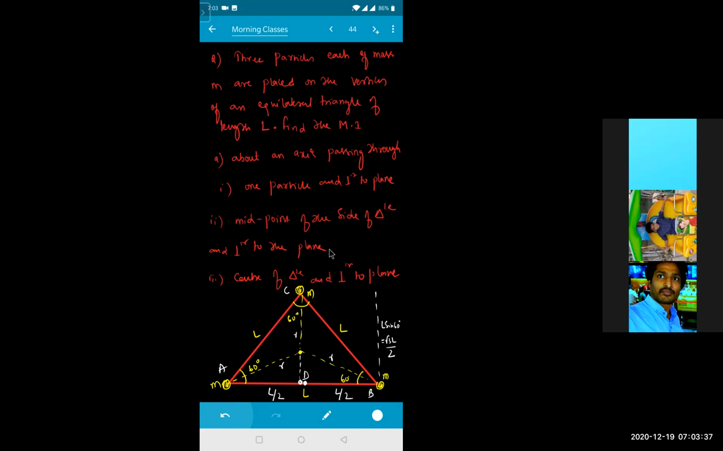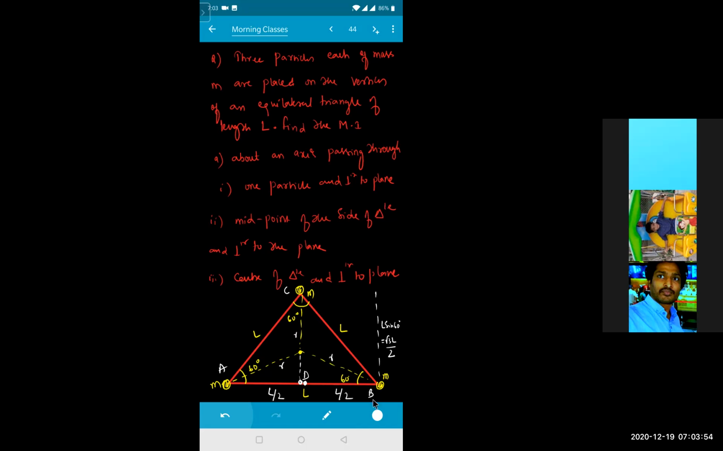One particle and perpendicular to the plane. That means the axis is passing through any one particle and perpendicular to the plane. Yes, sir. So what will be the answer?